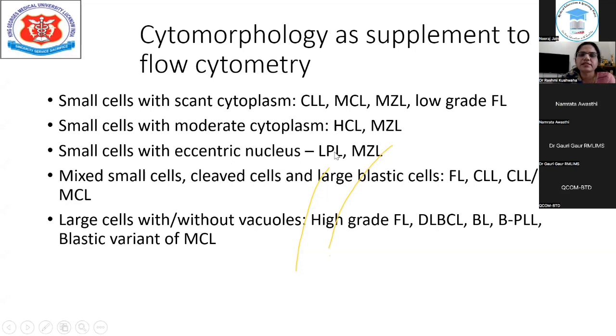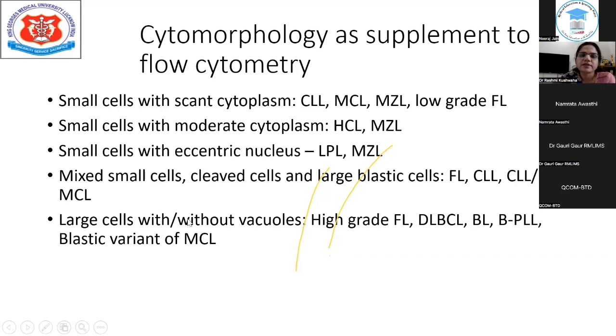Eccentric nuclei are seen in lymphoplasmacytic lymphoma and at times in marginal zone lymphoma. We can get deeply cleaved cells; small cells with deep cleaving are characteristic of the follicular lymphomas. Plus, we can have a blastic conversion in certain types of lymphomas. At times, we see large cells.